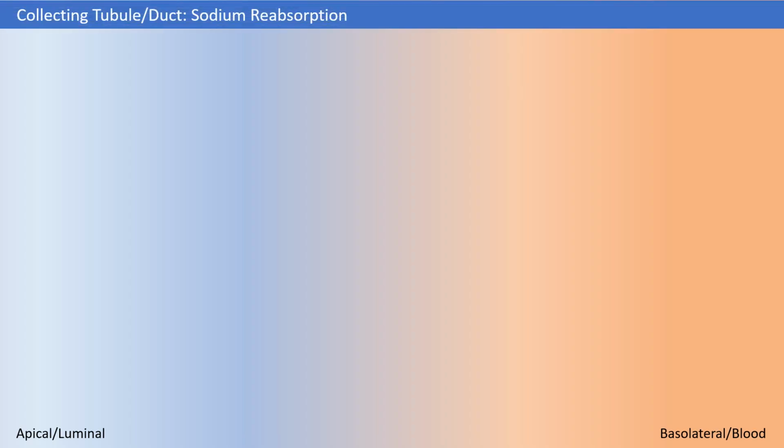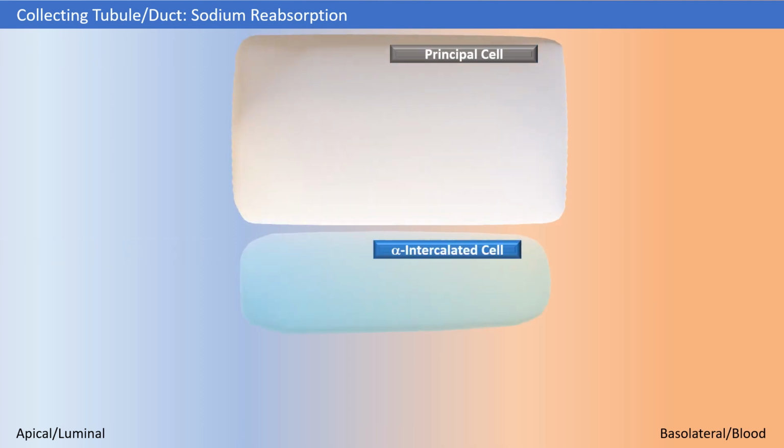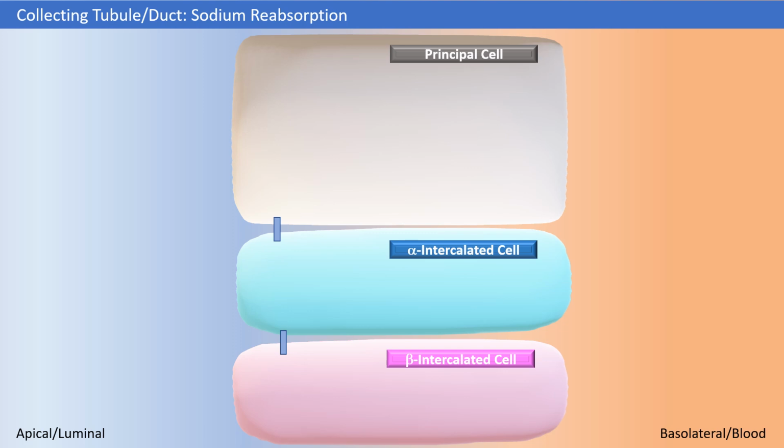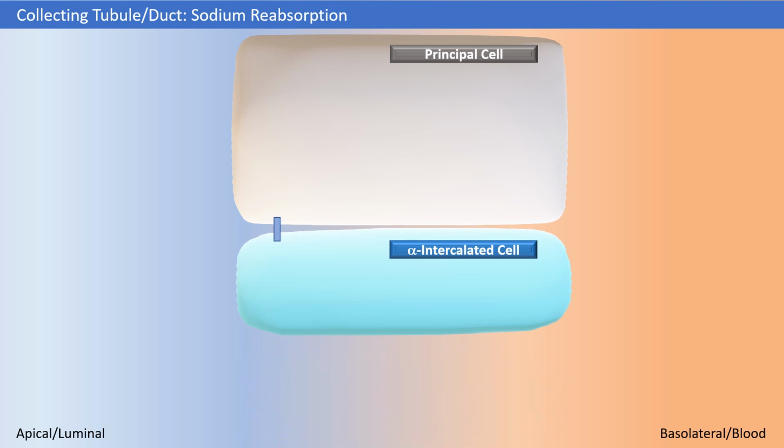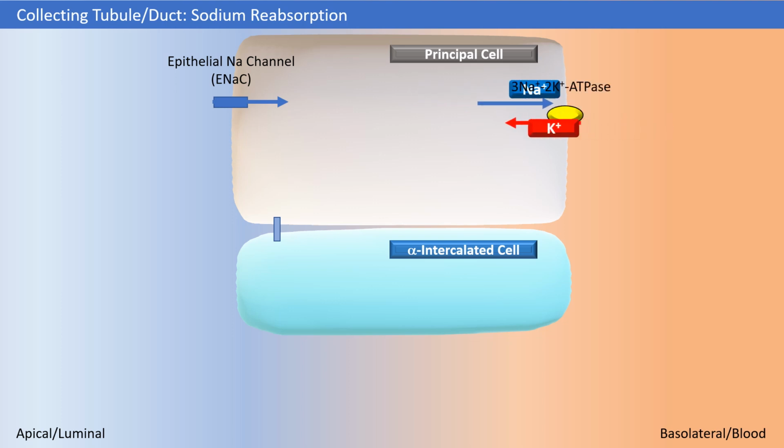Let's review how sodium is reabsorbed at the collecting duct. There are three distinct cell types at the collecting duct: principal, alpha intercalated, and beta intercalated cells. In terms of sodium reabsorption, we can skip talking about the beta intercalated cell. At the collecting duct, sodium reabsorption occurs via the epithelial sodium channel, or ENaC. Once sodium gets reabsorbed, it is transported back into the blood via sodium-potassium ATPase.